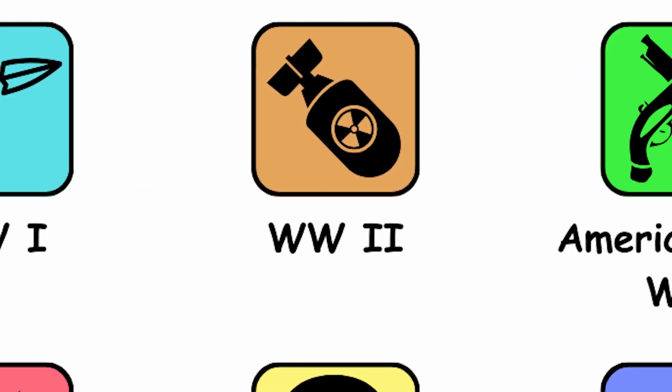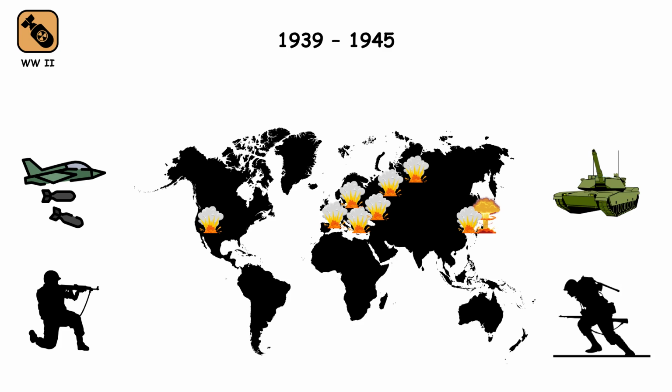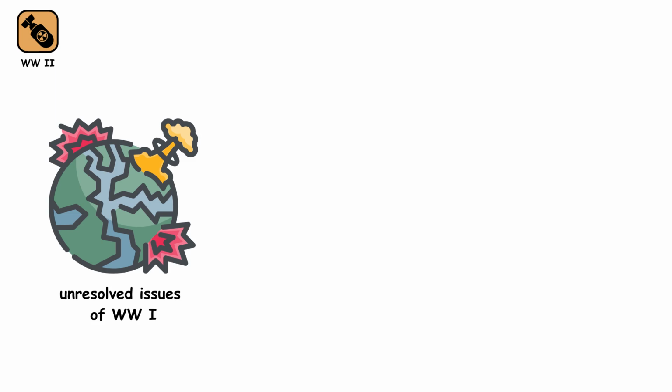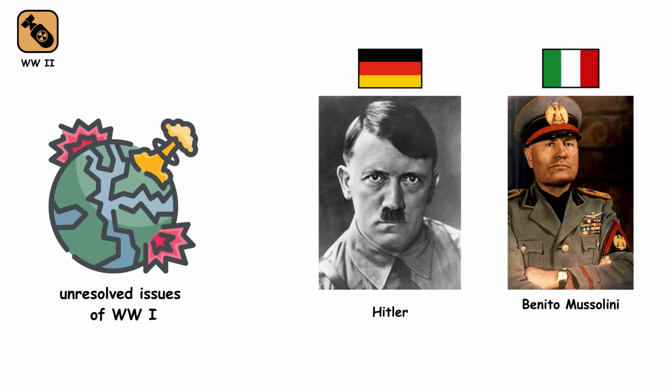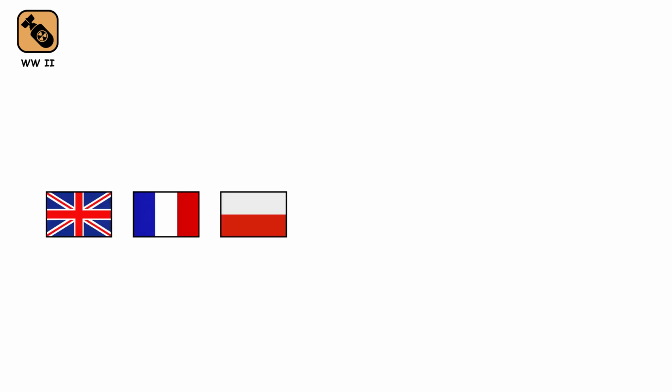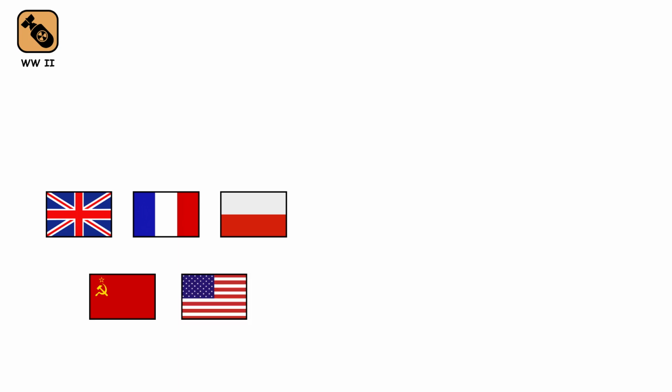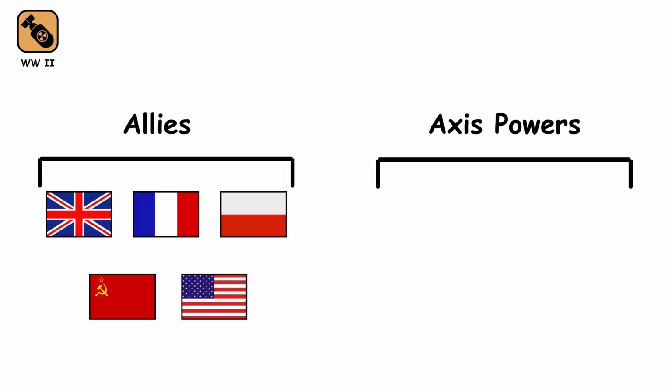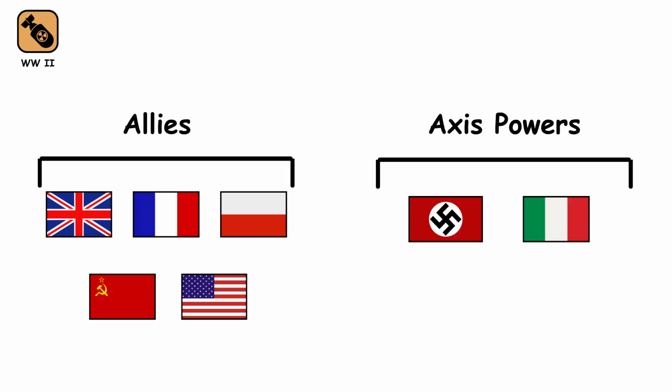World War II, 1939–1945. World War II was the deadliest and most extensive war in history. The cause of the war was the unresolved issues of World War I and the rise of dictators such as Hitler and Benito Mussolini. France, Poland, Great Britain, and later the Soviet Union and the United States were allies, while the Axis powers included Germany, Italy, Japan, and several smaller countries.